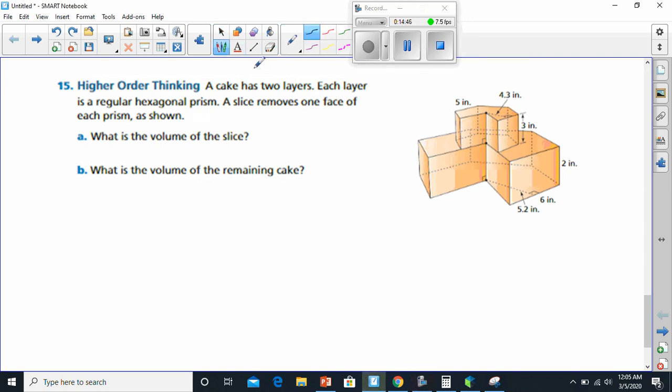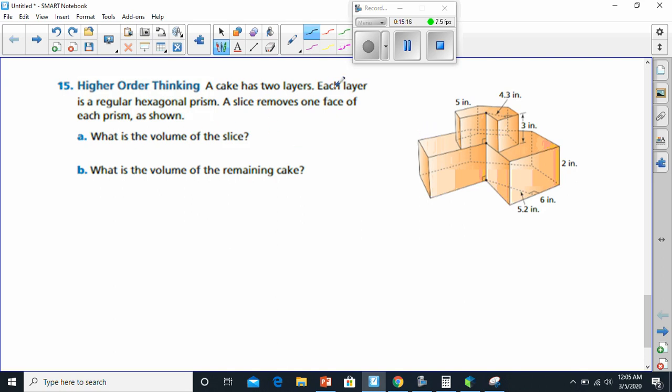When we look at this one, we say that it's got a cake of 2 layers. Each layer has a regular hexagonal prism. The slice removes one face of each prism, as shown. A hexagonal prism, it removes one slice of each prism, each one of the prisms, as shown. What is the volume of the slice?